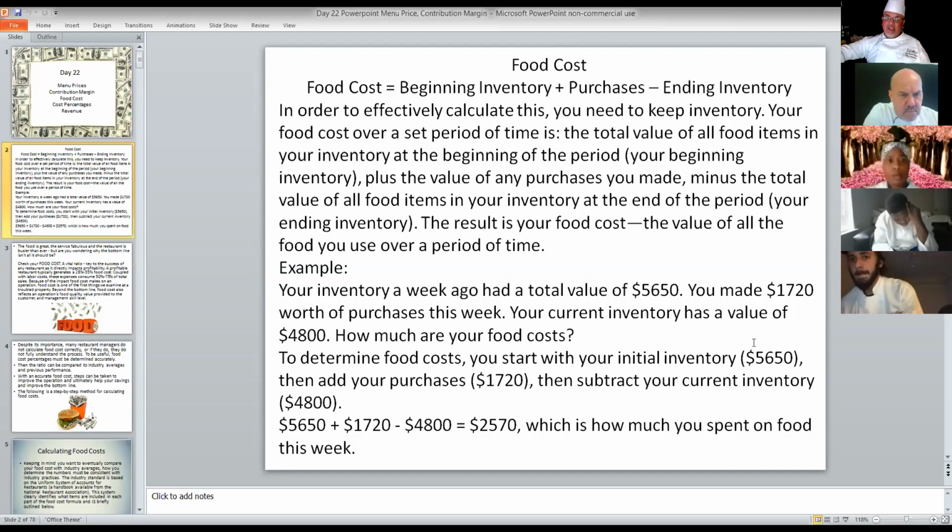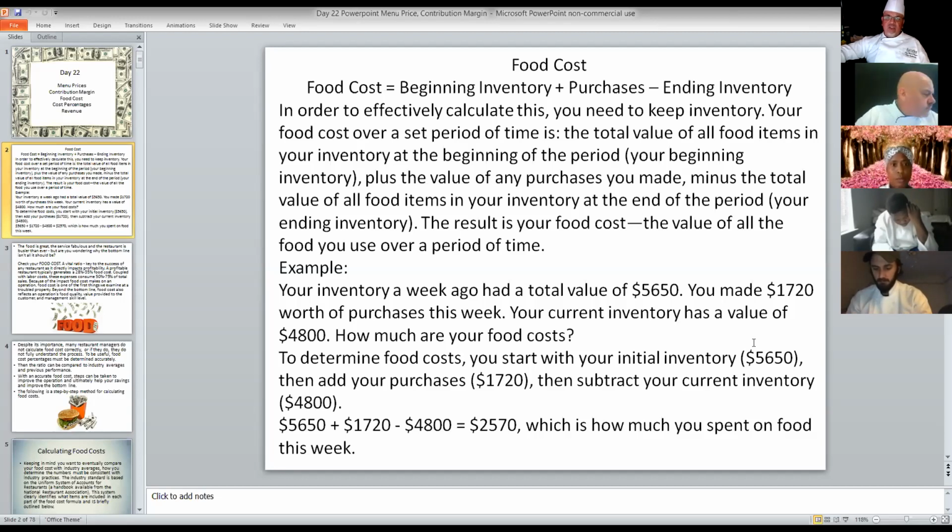The result is your food cost. Okay? This is what we live and die for. This is all the chefs in the industry. The result is your food cost, your monthly food cost. This is how we sustain our jobs. Okay? The value of all the food in use over the period of time, pretty much in a month. Some places do it every week.